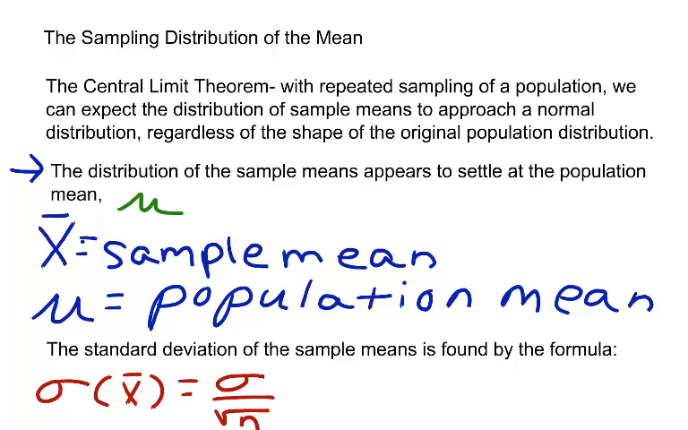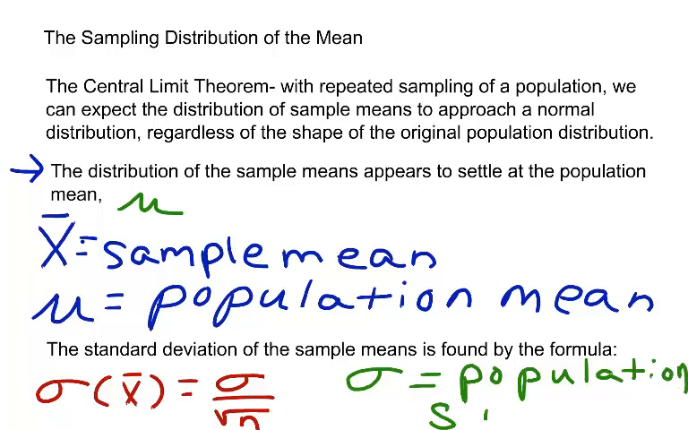You also need to know that the standard deviation of the sample means is found by the formula standard deviation of x bar equals sigma over square root of n, where sigma represents the population standard deviation.